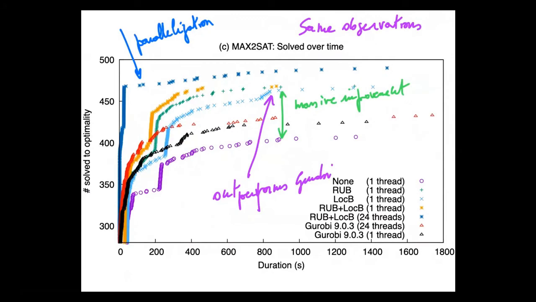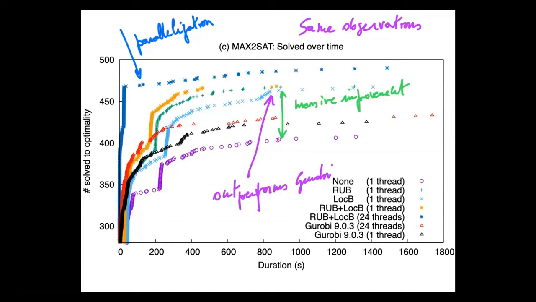We repeated the same experiment with the max2 set problem, and we can see that, again, parallelization is quite dramatic. We see massive improvement, and just like in the case of MISP, we see that even the single-threaded versions of our solvers perform better than Gurobi.